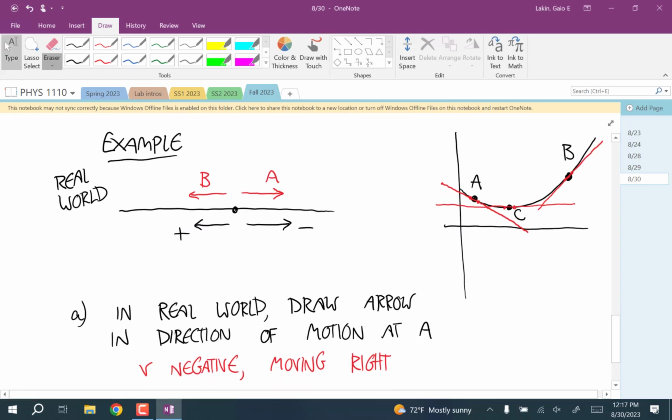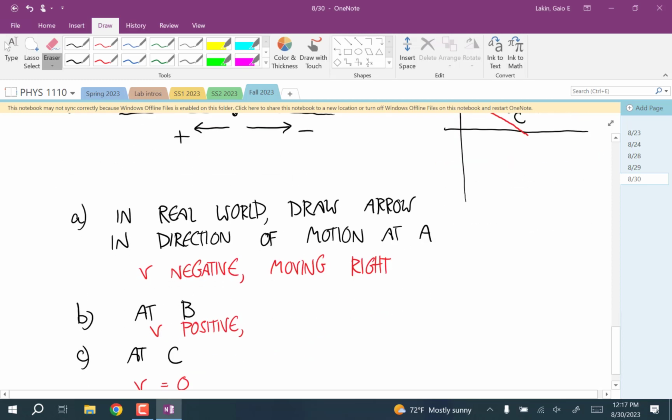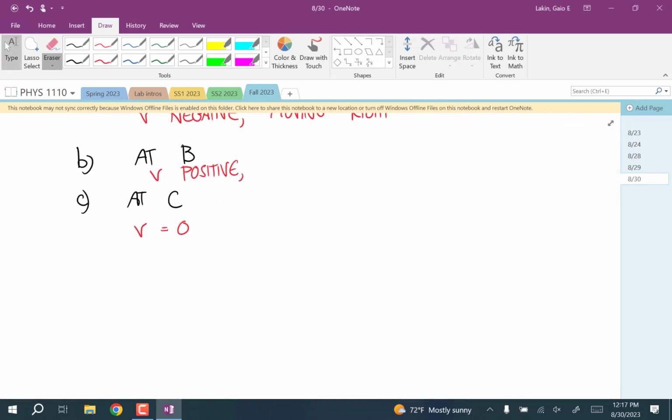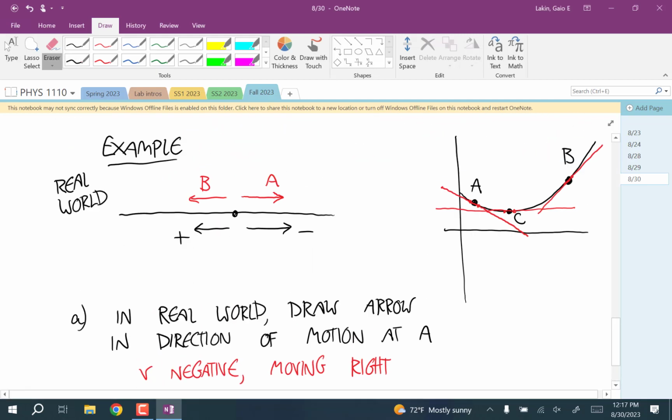With me on that? So would you draw anything on the real world thing? That's a good question. I probably, if I put that on a problem for you, I would try to make it more clear how to demonstrate it. But as long as you understand that 0 just means it's not moving. Okay, so that's really all you have to know about the velocity.